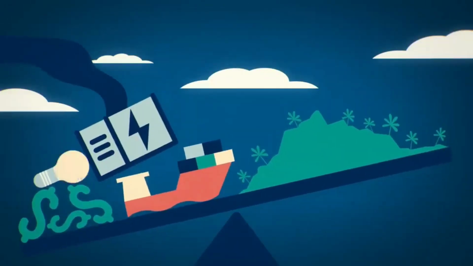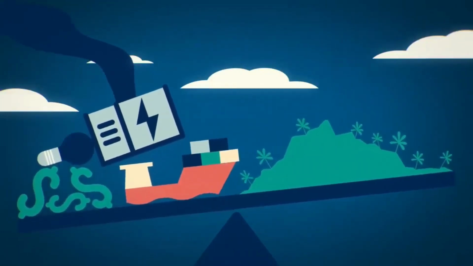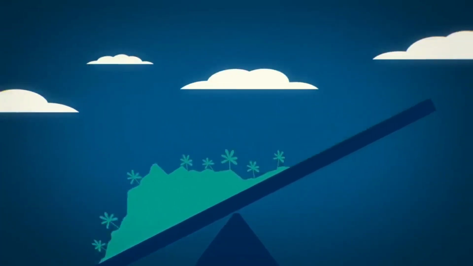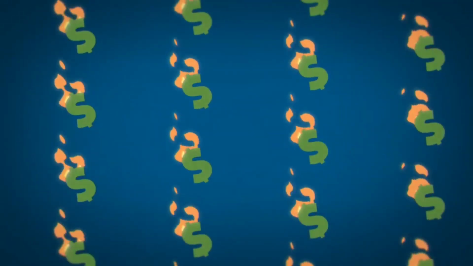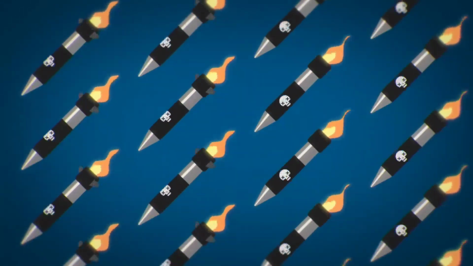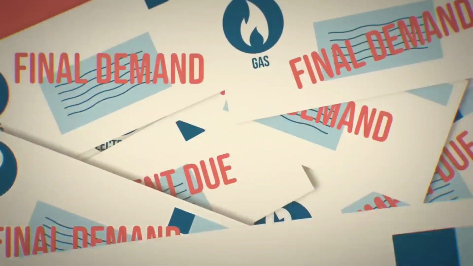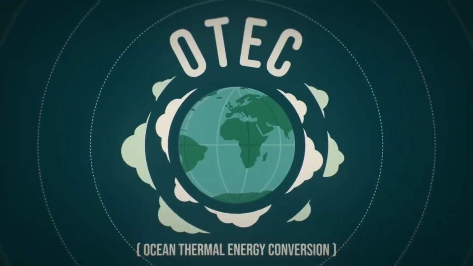2. Working fluid. A closed-loop system uses a working fluid with a low boiling point, such as ammonia, to transfer heat from warm surface water to cold deep water. 3. Power generation. The heat transfer causes the working fluid to vaporize, driving a turbine connected to a generator to produce electricity.